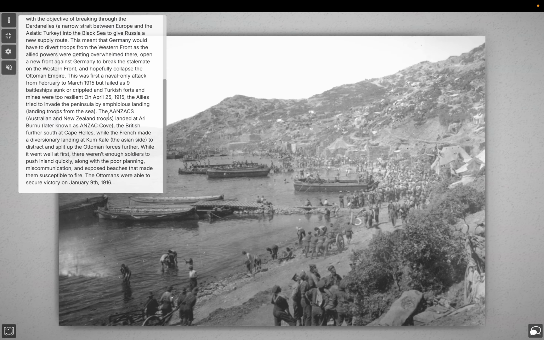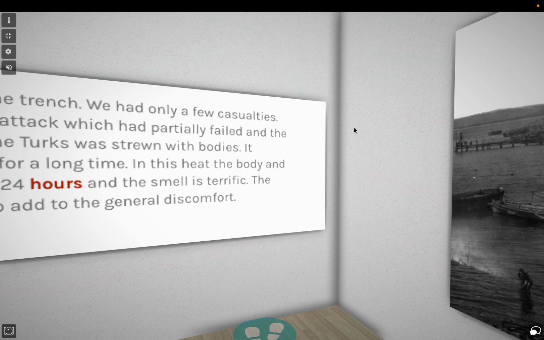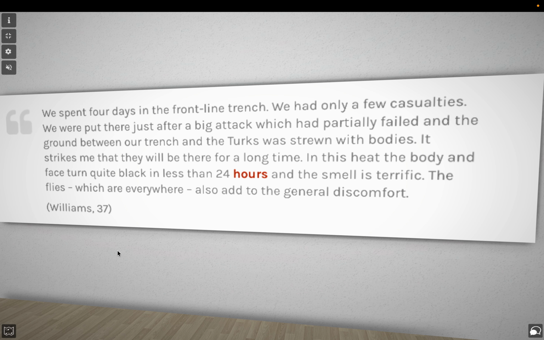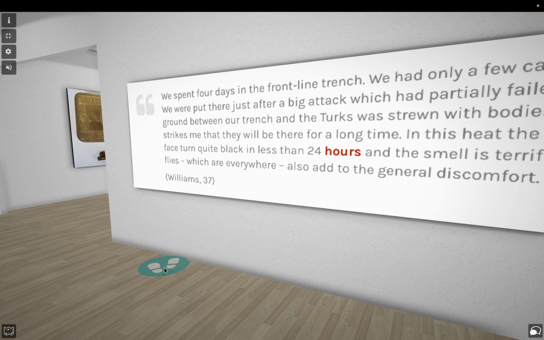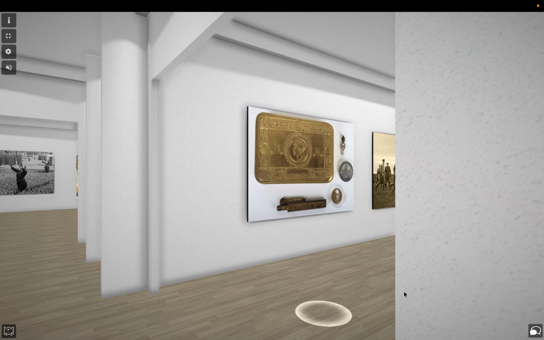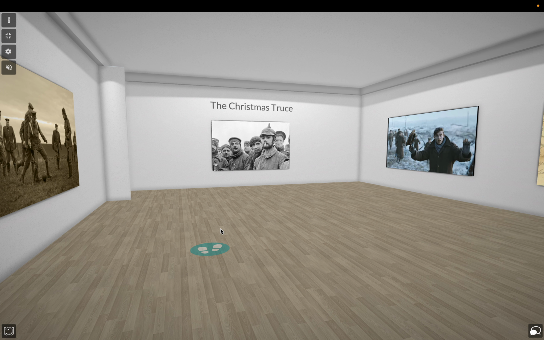It was horrible, and also Anzac Cove was only 6 kilometers long, so it was very overcrowded, and the sanitation was horrible. The heat was horrible. As you can see here, everything would turn black in less than 24 hours. It was disgusting. Flies everywhere. Turkey is such a hot place. Imagine being at war. Disgusting. Oh no. Okay. Anyway, the Christmas truce.